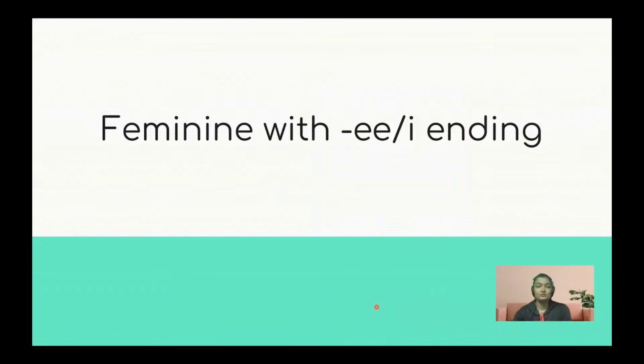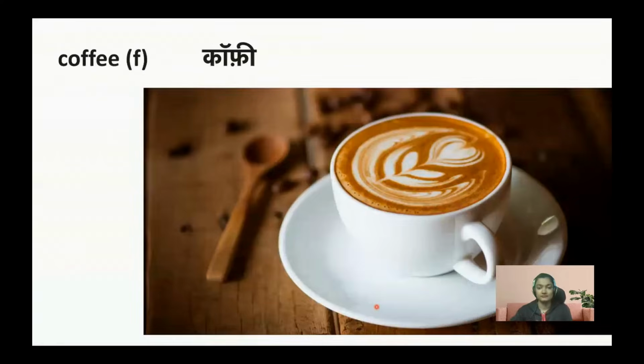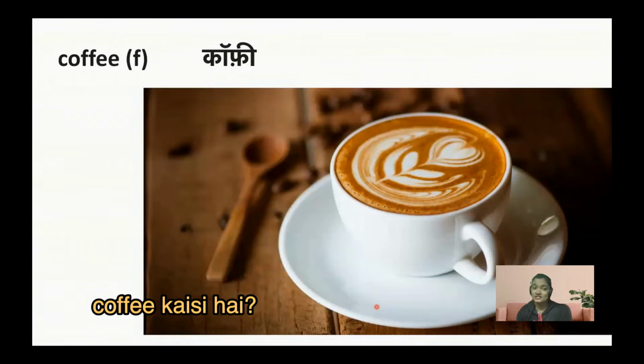And now we come to commonly used feminine nouns in Hindi with E ending. First is coffee. Coffee कैसी है? How is it? How is the coffee? Coffee कैसी है? And in response to that, I'll say अच्छी है, not अच्छा. अच्छी है, because here we are referring to a feminine noun, correct?